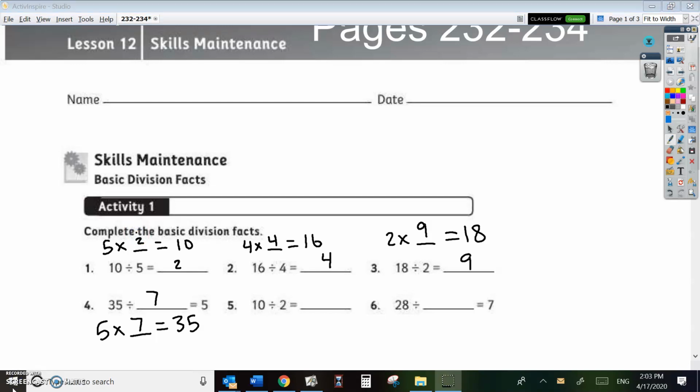10 divided by 2 is... not sure. If you're not sure, go 2 times something equals 10. 2 times 5 is 10, so 10 divided by 2 is 5.